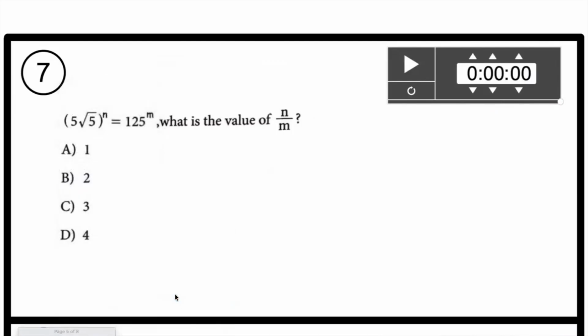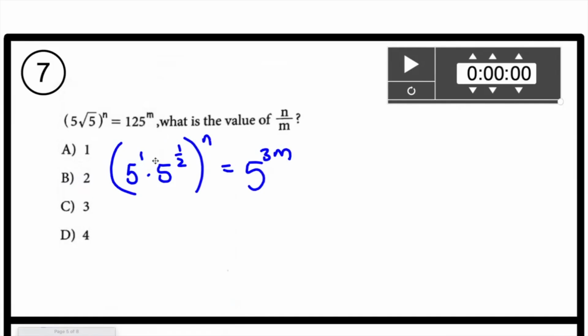So what you can do is this first 5 is like 5 to the first, and this root 5 is 5 to the 1/2. And this 125 is really 5 to the third. And then when you add your exponents, 1 plus a half is 3/2. And then 3/2, the power to a power you multiply, so it's 3/2 n. And then this just means the exponents are equal.